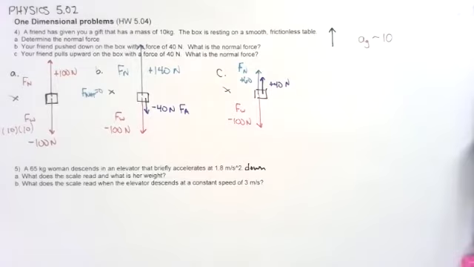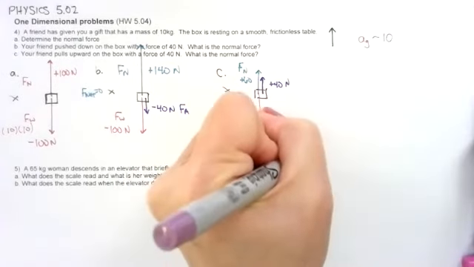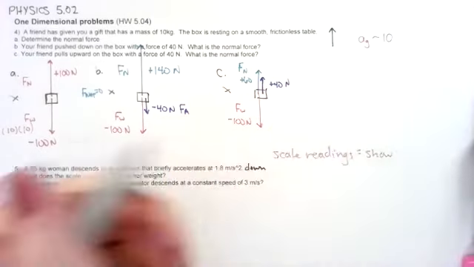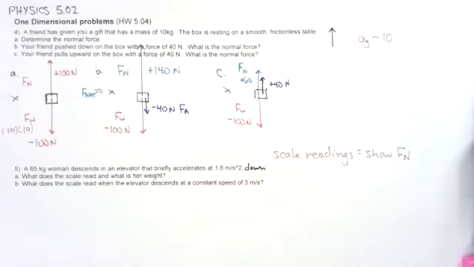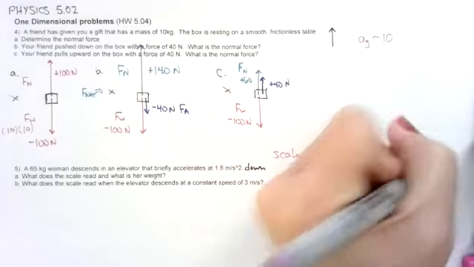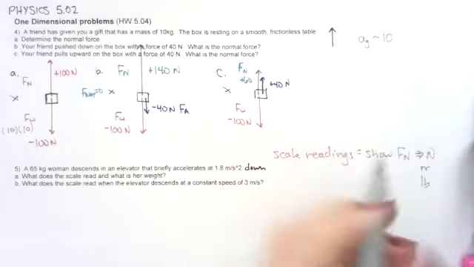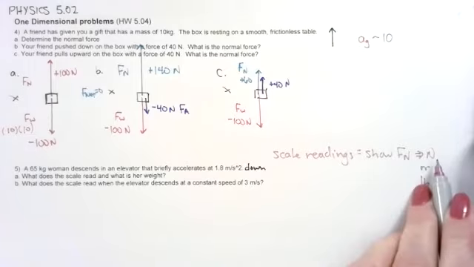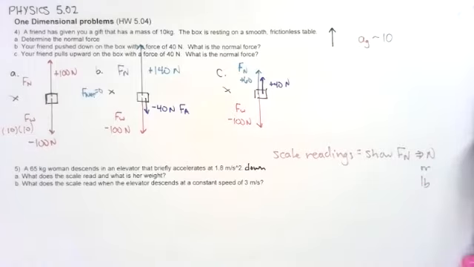Well, before we get started, one of the things that you should know is that the scale readings are actually showing the normal force. So when you see a scale, and you're reading a scale, you're seeing the normal force. And that's going to give you either newtons or pounds, but that's not your mass. So if it asks for her weight, we're going to do this. If it asks for her mass, we'd have to divide it by 9.81 to get her mass.